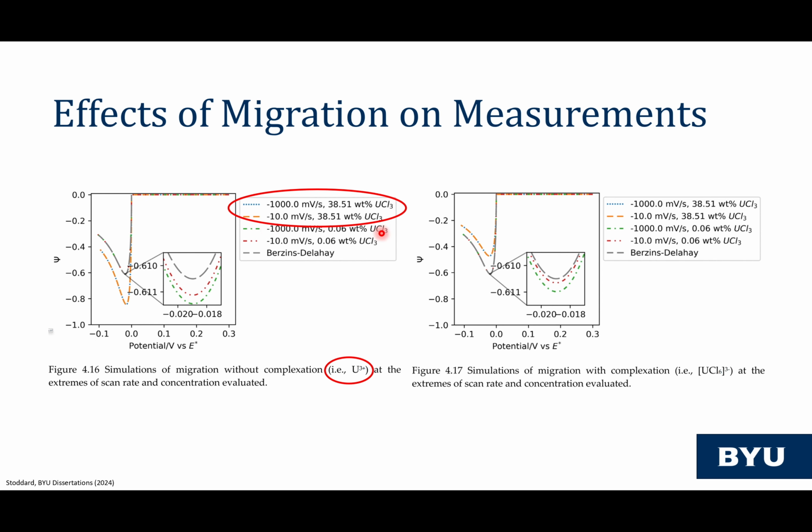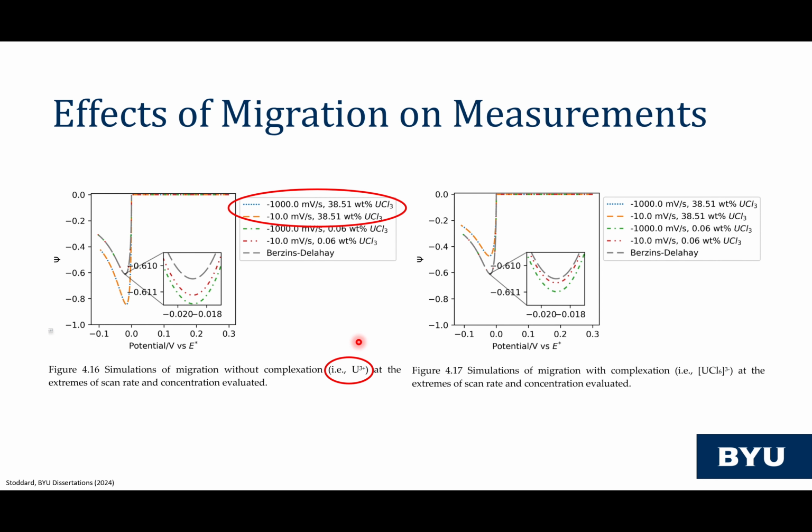So at low concentrations of uranium chloride, the currents that you measure are about equivalent to if you didn't consider migration at all. But once you get to higher currents, then higher concentrations, then your currents begin to differ quite a bit. So these blue and this orange, you can see they're quite a bit different than if we neglect migration. So migration plays the biggest role when our analyte is highly concentrated relative to the electrolyte.